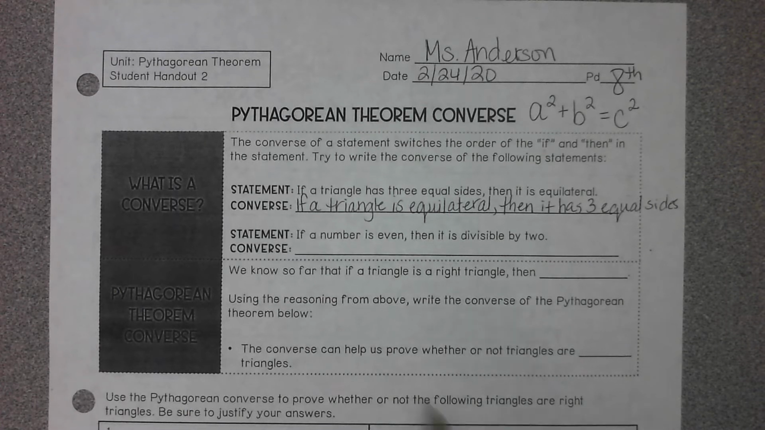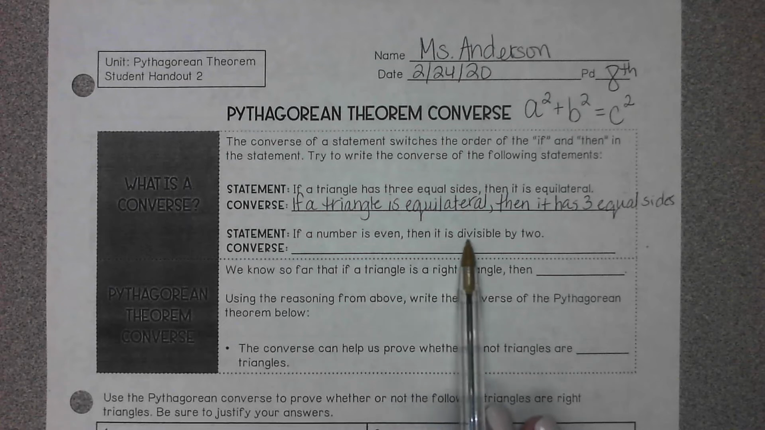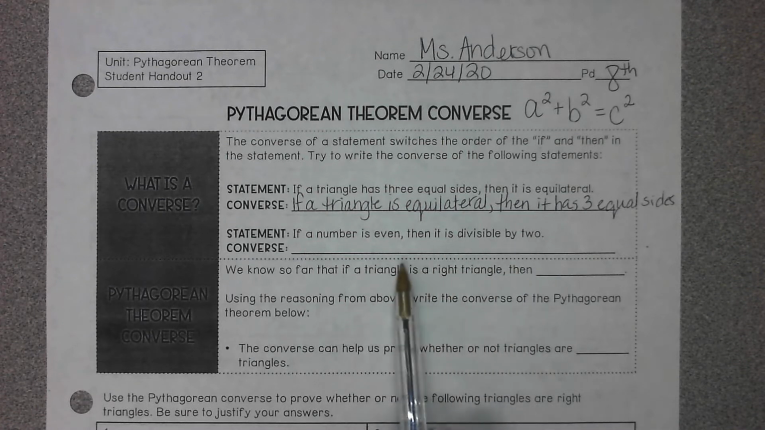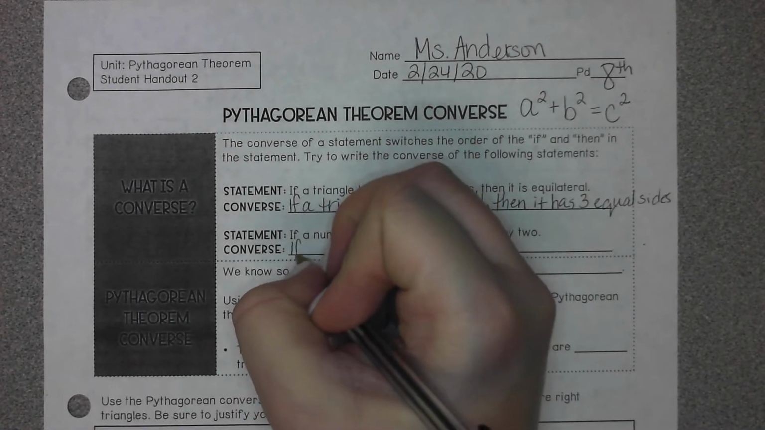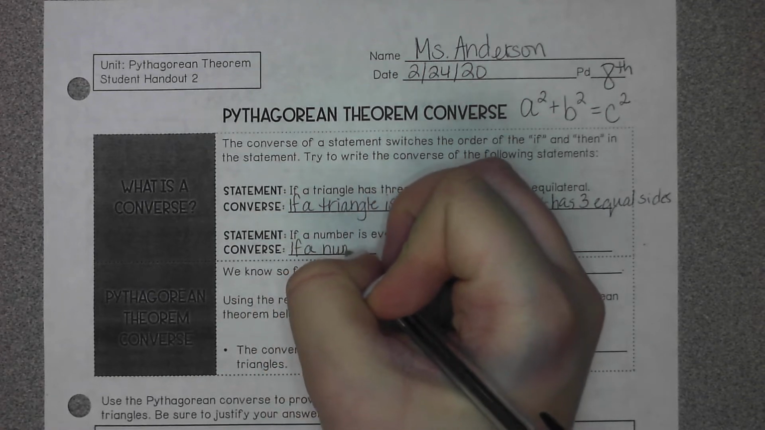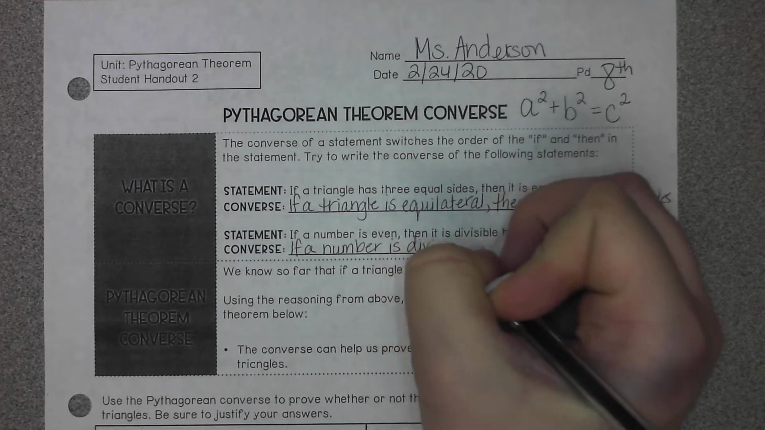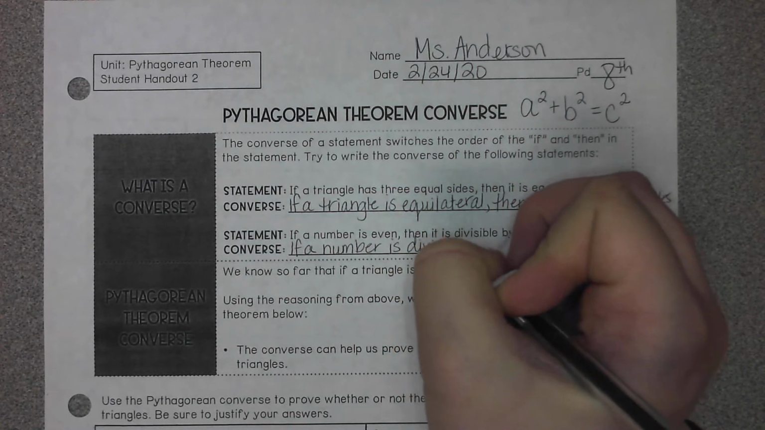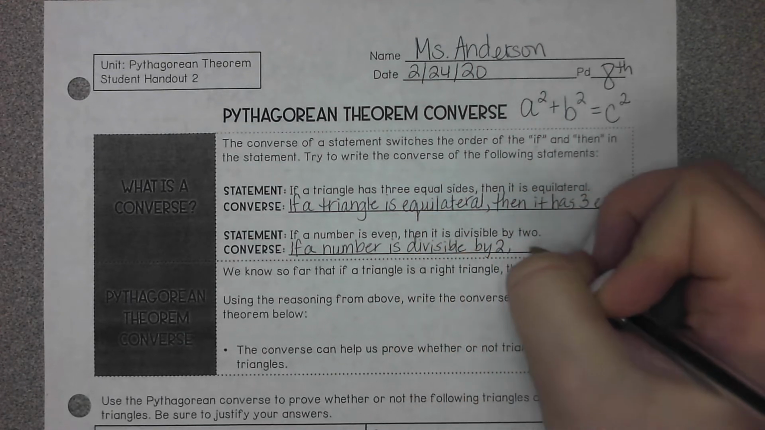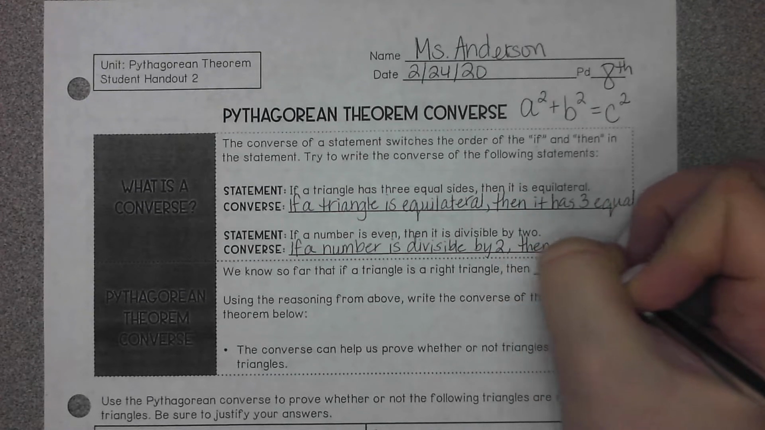On the next one it says if a number is even, then it is divisible by 2. So we could say if a number is divisible by 2, then it is even.